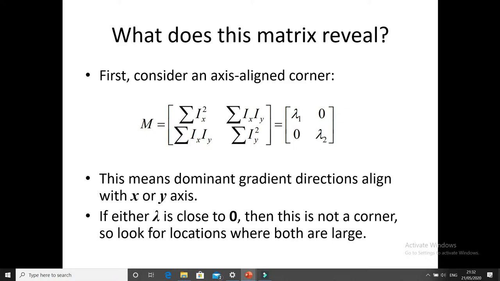So lambda 1 and lambda 2 tell us how good a corner a location in the image is. If either lambda is close to 0, then this is not a corner. So we look for locations where both of them are large. If one of them is 0, the edge or gradient is only in one direction. Our goal is to find a corner, which means we need lambda 1 and lambda 2 to be greater than 0, with some significant value.